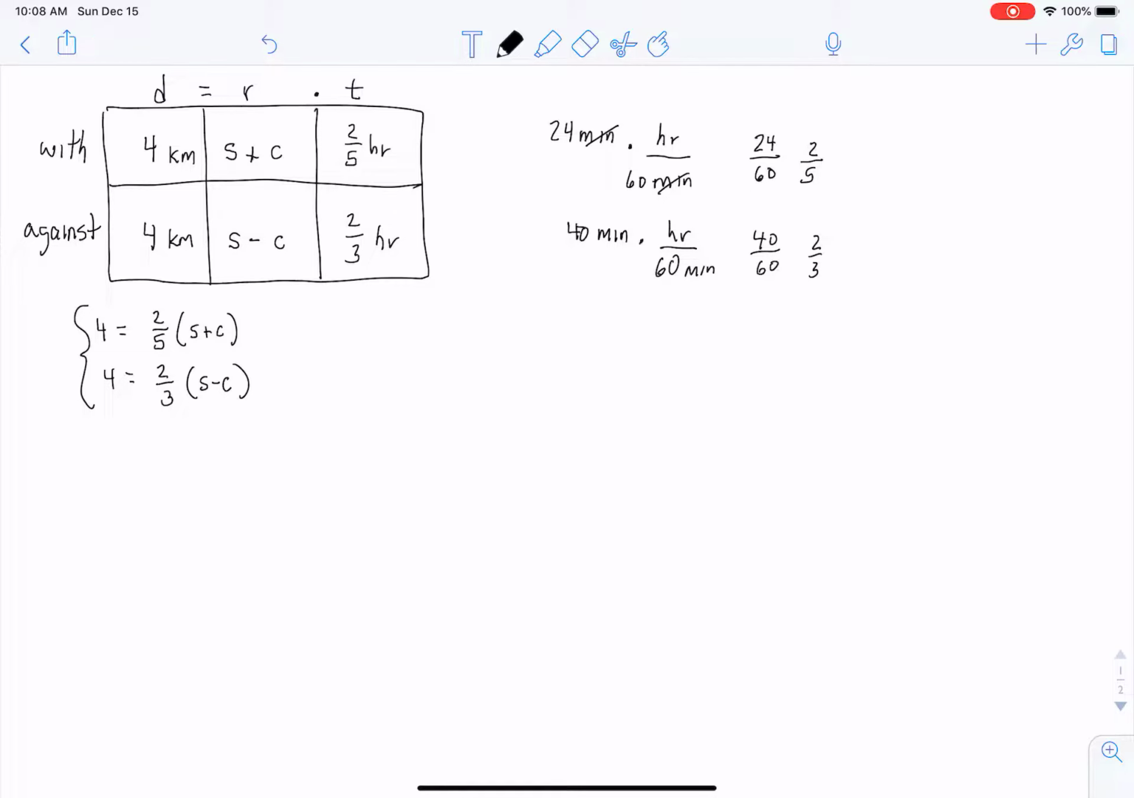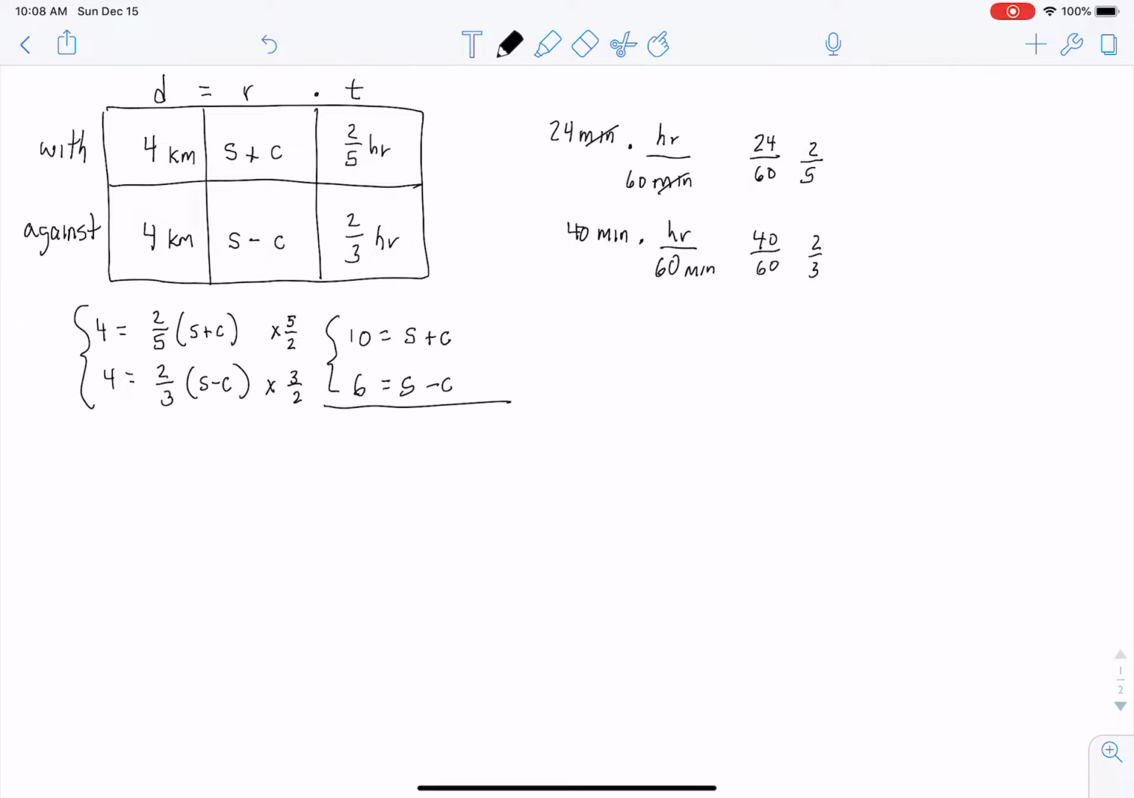Now we can simplify these equations. I'm going to multiply both sides of the top by 5/2. I want to get rid of that fraction before I distribute it in. 5/2 times 4 is 20/2, which is 10, equals, and the 2/5 and the 5/2 cancel out, so I'm left with S plus C. Now the bottom one I'm going to multiply by 3/2, the reciprocal. So 3/2 times 4 is 12/2, which is 6, equals, and the 3/2 and the 2/3 cancel out, S minus C. Now I'm left with a nice equation to use elimination.